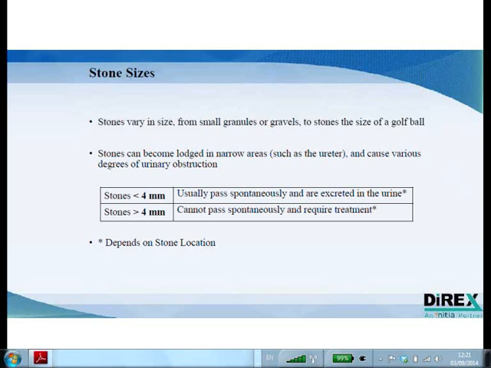As I explained earlier, stones sometimes migrate from the kidney down the ureter. Usually if a stone is 4 millimeters in diameter or less, it will be able to pass down the ureter into the bladder. If it is more than 4 millimeters in diameter, it will get stuck in the ureter, and thus will have to be treated in that area.